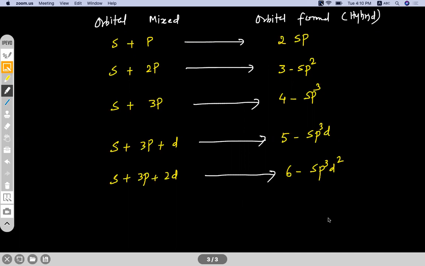Yes, dsp2 is also possible. That is square planar geometry. In this chapter, you don't have use of that, but if you want to write, you can write it down. 1 d orbital, 1 s orbital and 2 p orbital gives you 4 dsp2 hybridized hybrid orbitals. Even d2sp3 is also possible, right? This kind of geometry and hybridization you will get in grade 12 when we study coordination compounds.